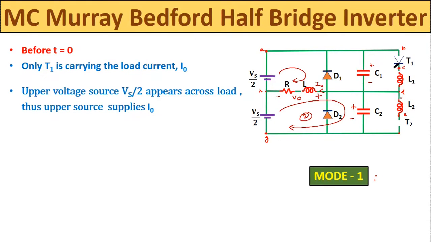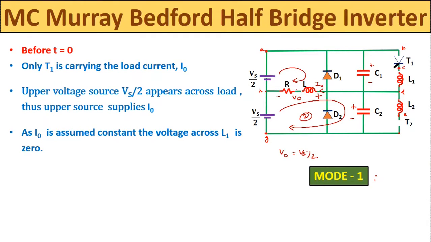As the T1 thyristor is conducting, the upper supply voltage Vs by 2 appears across this load. When we apply KVL here, we will get output voltage equal to Vs by 2, and this source voltage also supplies the load current to the load. Here the load current is assumed to be constant, and this load current is also flowing through this L1 inductor as soon as this T1 thyristor goes into the on condition.